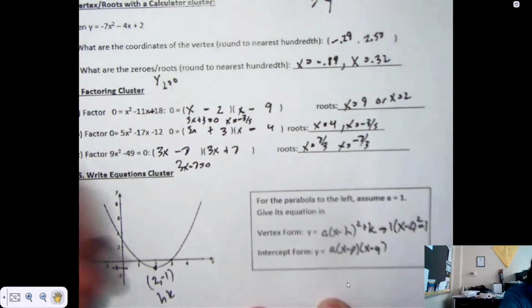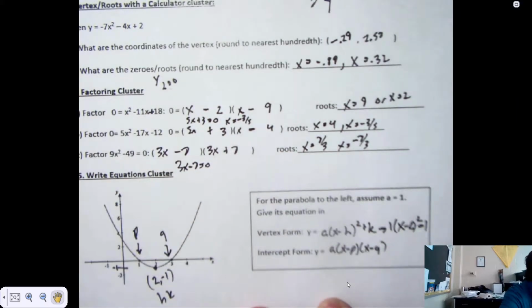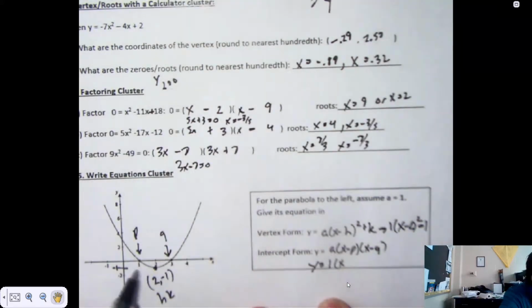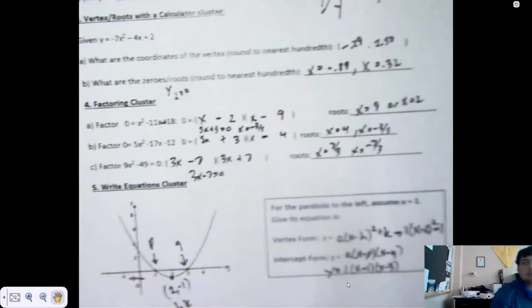Intercept form is y equals a times x minus p times x minus q. Well, there's p, there's q. All you do is plug the numbers in, kids. So y is 1 times x minus 1 times x minus 3.